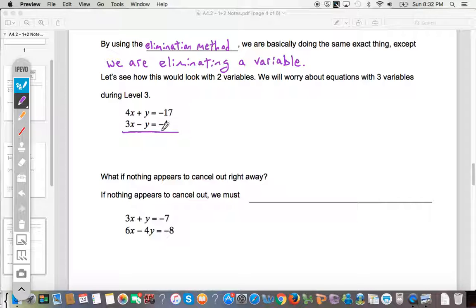Makes life easier. So I have 4x plus 3x. Well, we know that equals 7x. I have plus y minus y. Well, if we have plus 1y and we're subtracting 1y, that equals 0. So those cancel out. Then I have my equals, negative 17 minus 4 is negative 21. So here, x equals negative 3.